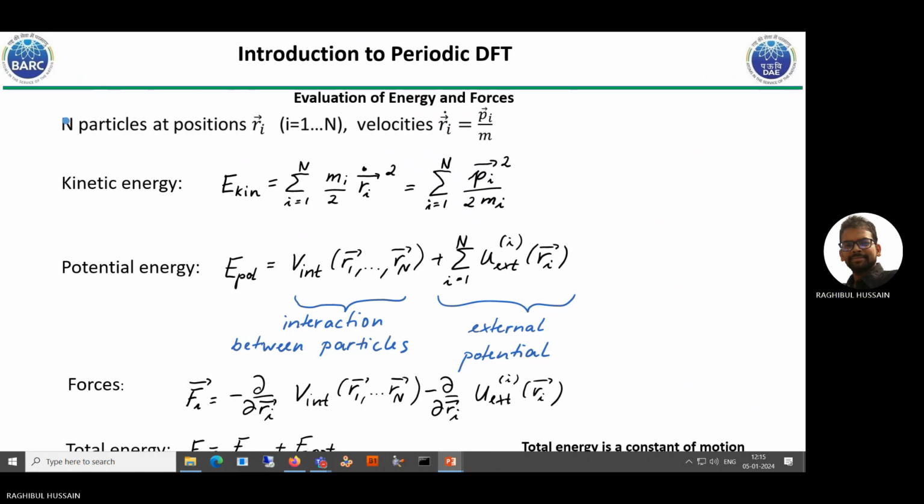Fine. So as I was talking about the kinetic energy, you can calculate this. And potential energy is the interaction between all the atoms in the system, plus any external force you are giving to the system, fine. And the force you can get from the derivative of this potential energy. Okay, fine.